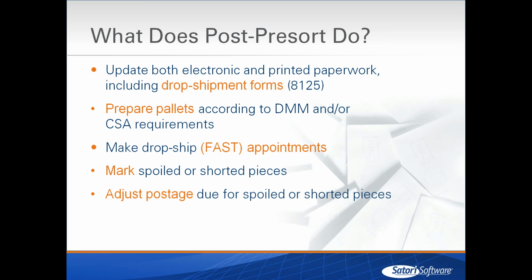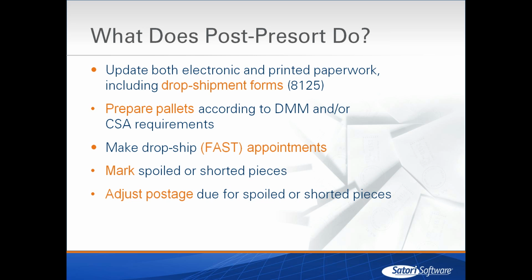Another really powerful thing that Post-Presort software does is it handles creating pallets according to several different ways. So one of the things is with Presort software, it's generally just going to be preparing that mail according to DMM regulations. However, if you're a first-class mailer, you may have what's called a CSA. It's called a Customer Supplier Agreement. And in a CSA, basically what the post office has done is they've created an agreement with you that you're going to actually be preparing your mailing slightly different than what the DMM says because of the way that your mailings are created and how they want to be able to process your mail.